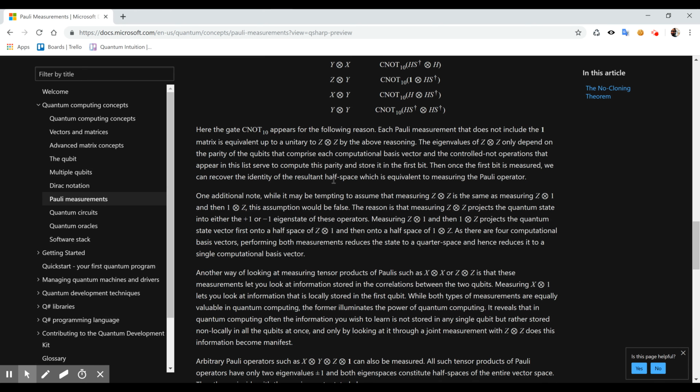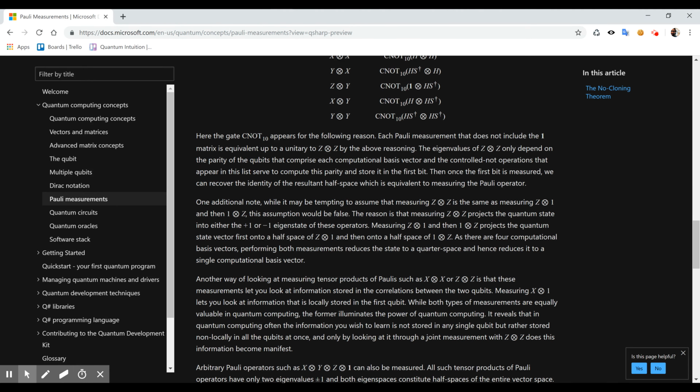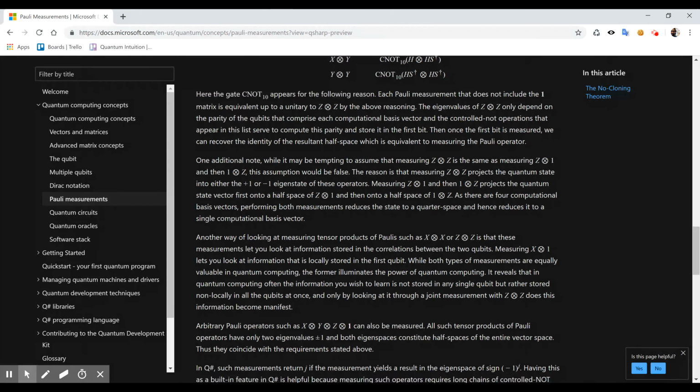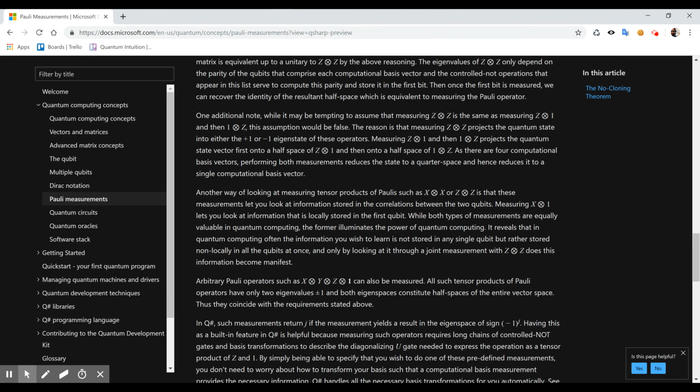Here the gate C naught P is for the following reason: each Pauli measurement that does not include the 1 matrix is equivalent to a unitary. The eigenvalues, once measured, we can recover the state in a half space, which is equivalent to the Pauli operator. I shall note, while it may be tempting to assume that measuring ZZ is the same as measuring Z1 and 1Z, this assumption would be false. The reason is that measuring ZZ projects the quantum state into either the +1 or -1 eigenstates of these operators. Measuring Z1 and then 1Z projects the quantum state vector first into a half space and then into another half space.